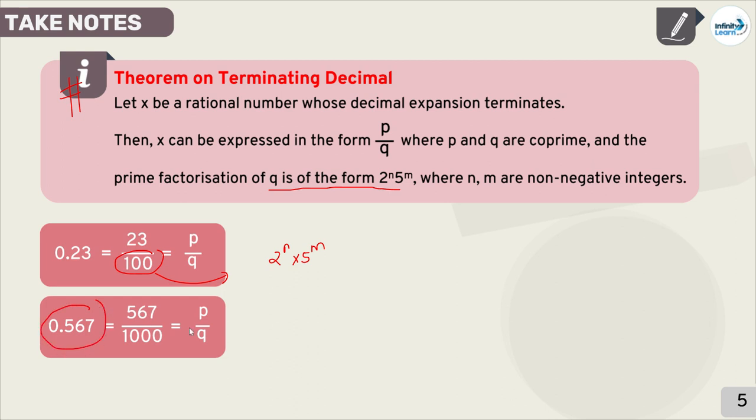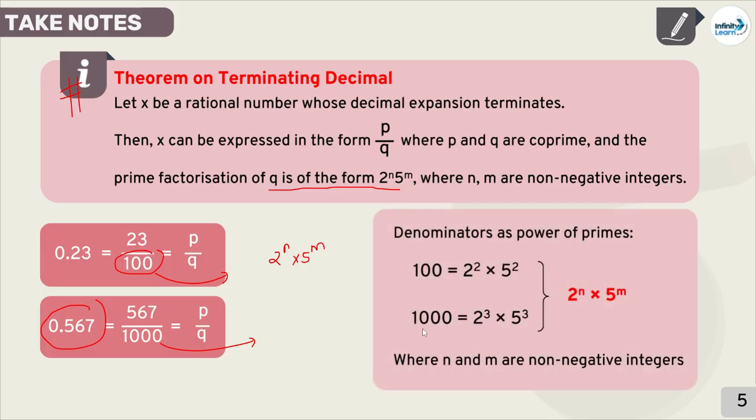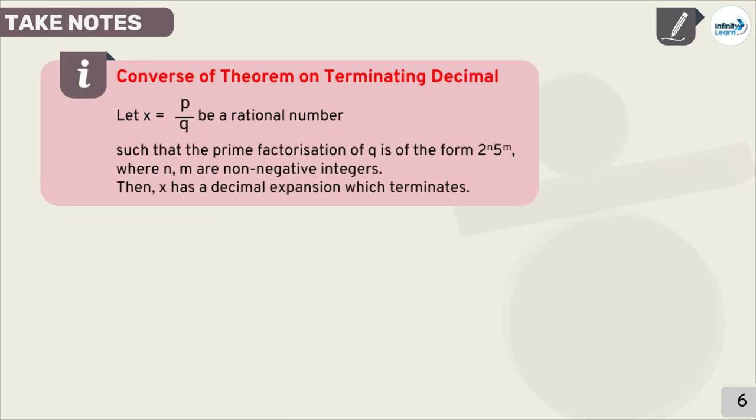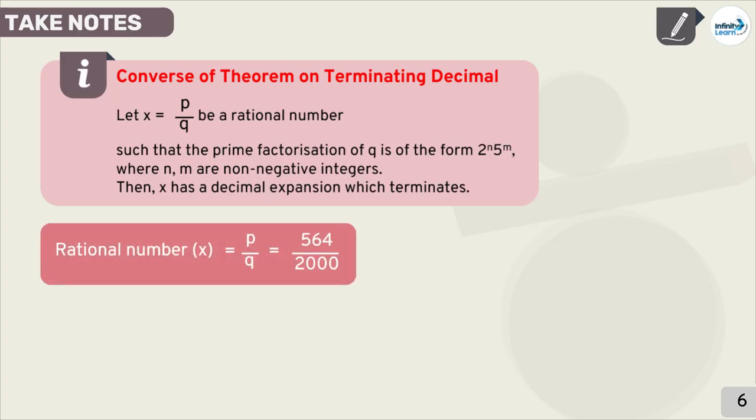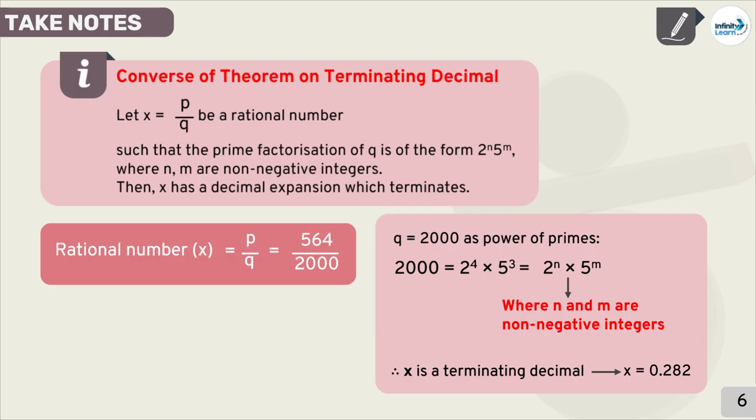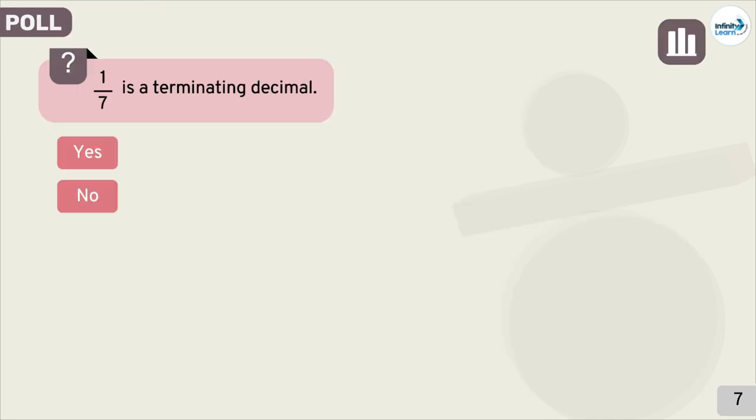It is also terminating because the prime factorization of 1000 consists of 2 to the power n and 5 to the power m. ठीक है? इन दोनों के अलावा, 2 और 5 के अलावा, if you are getting something then it is a non-terminating decimal expansion. Clear? So what is the condition for a terminating decimal expansion? The denominator must be in the form of 2 to the power n or 5 to the power m.